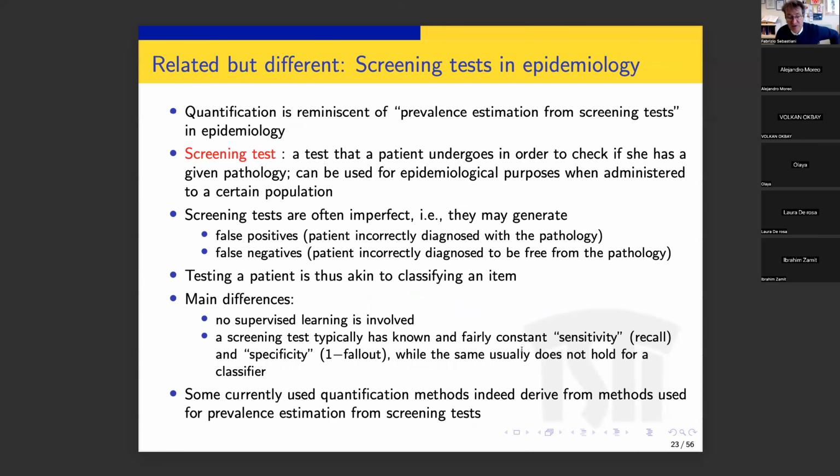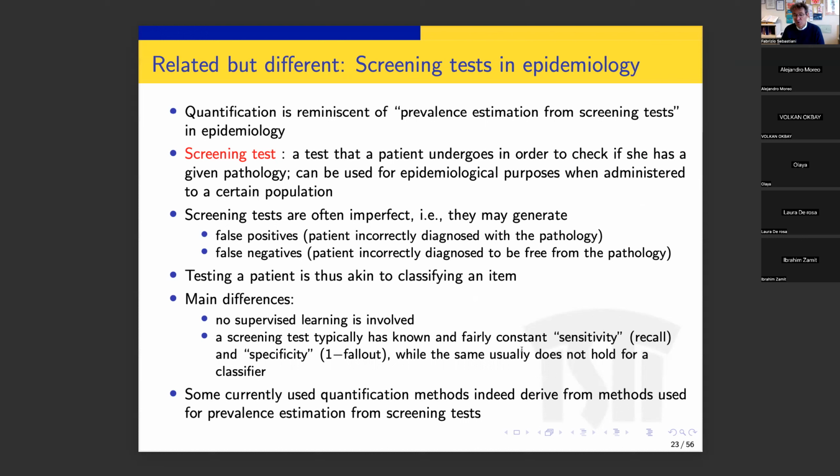So there are a number of tasks in data science which are a bit reminiscent of quantification, but are different. Quantification is also reminiscent of something called prevalence estimation from screening tests in epidemiology. And what is a screening test? In epidemiology, it is a test that a certain patient undergoes in order to check if the patient has a given pathology. Say a test that tests you for HIV.